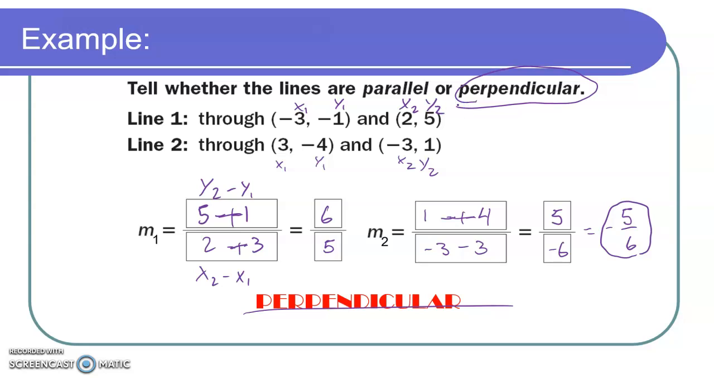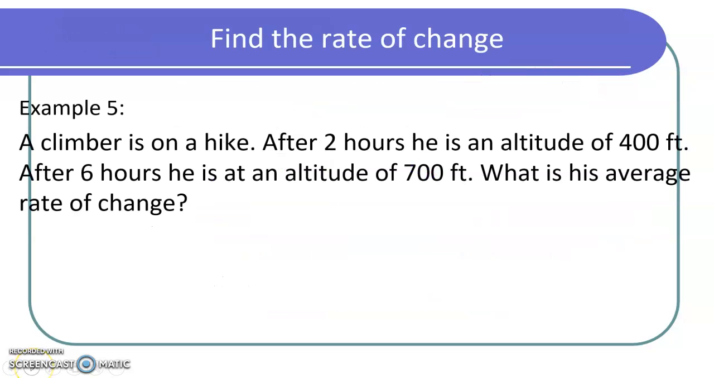Basically, we're trying to find the rate of change on this. And again, rate of change is the exact same thing as the slope. That's the exact same thing that I'm finding. So what I'm going to do is treat these like data points, like ordered pairs, and use the slope formula.